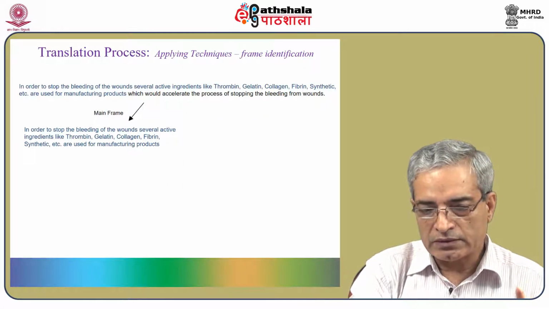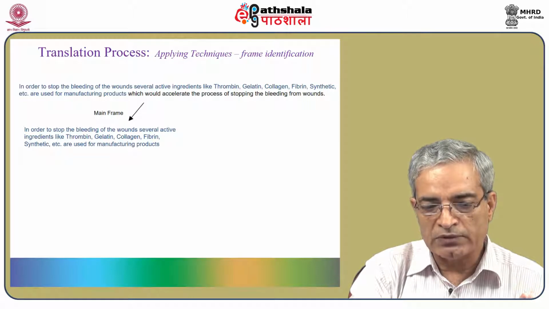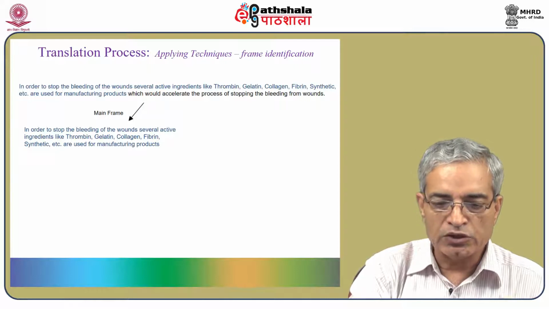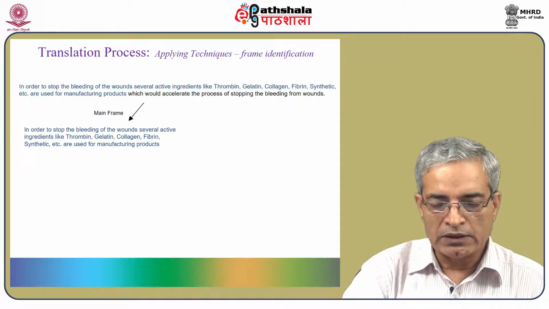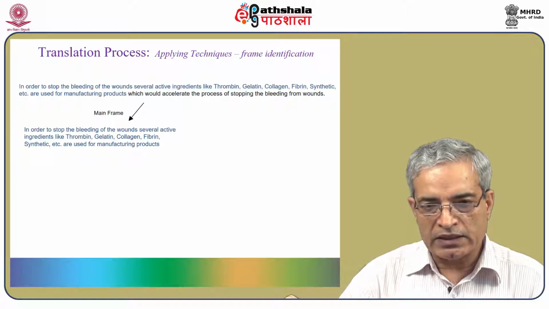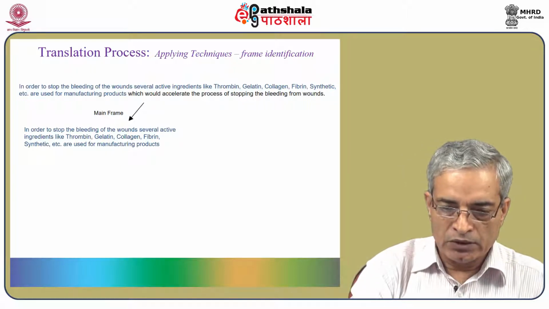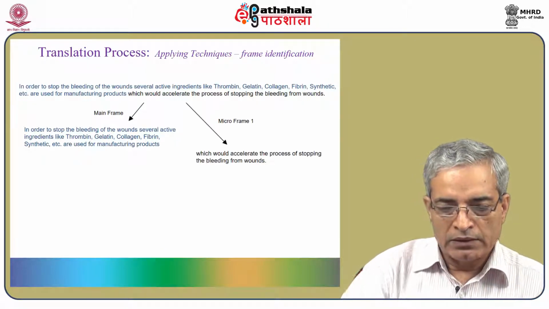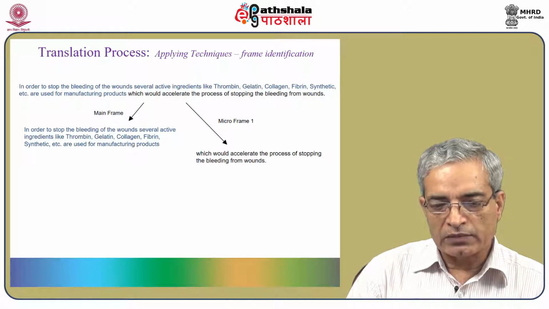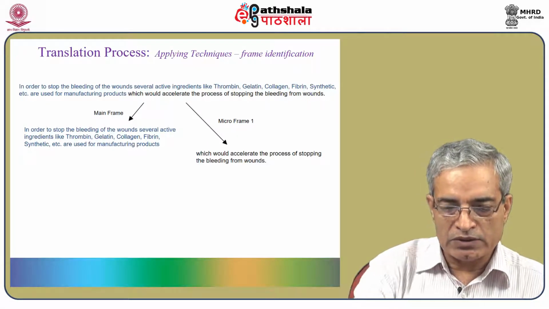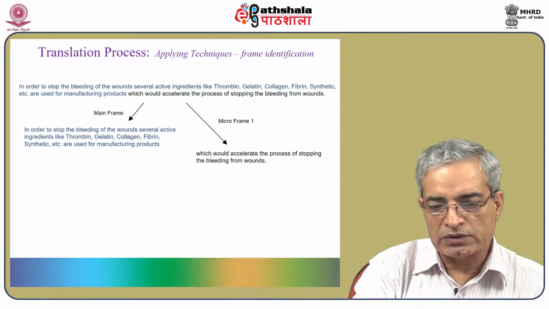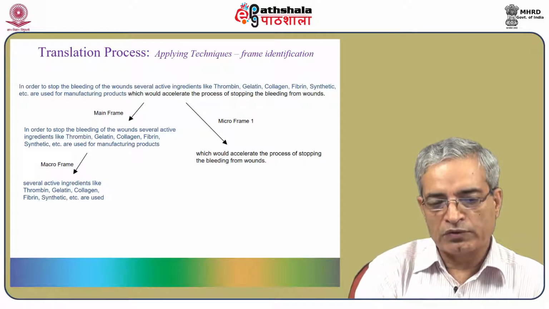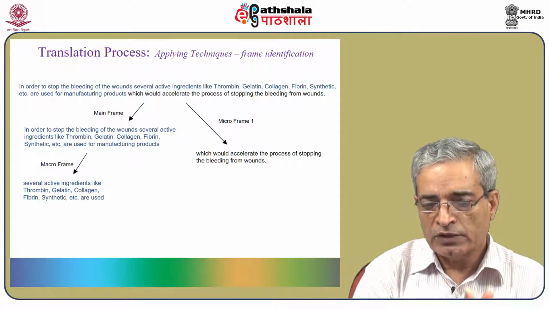Within this sentence, what we read in the beginning, in order to stop the bleeding of the wounds, several active ingredients like this and this are used for manufacturing products. Then there is a which would accelerate. This is clearly an adjectival clause, so we can keep it separate. Now if we take this as the main frame or the main structure, and the micro frame is the adjectival, that is which would accelerate the process of stopping the bleeding from wounds, this adjectival clause comes as the micro frame 1.